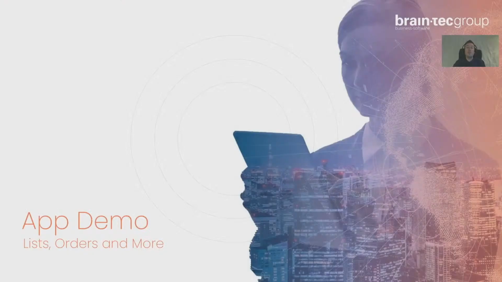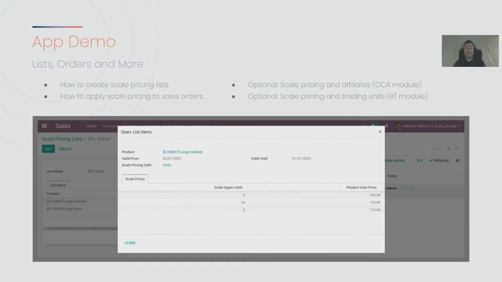In a minute, we will dive into our app and see how to create scale pricing lists and how to apply them to sales orders. We will also see how to integrate the OCA feature called affiliates into our scale pricing lists, and we will also see how to integrate our own trading units feature. With this, we conclude our introduction and start the part that we were all waiting for, the demo.